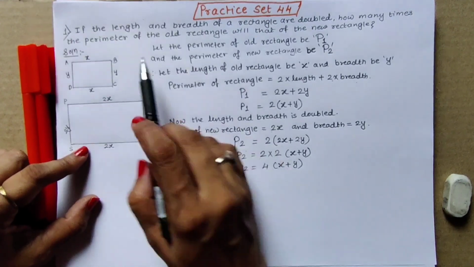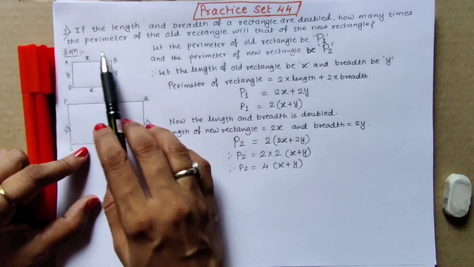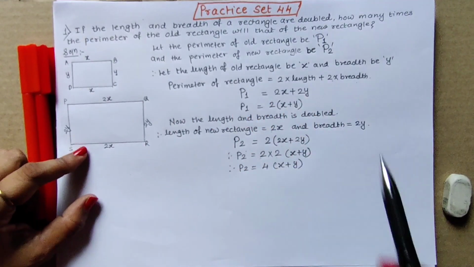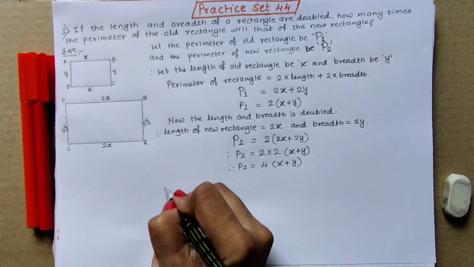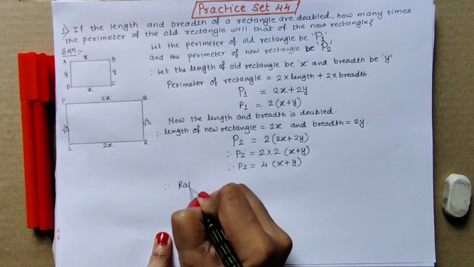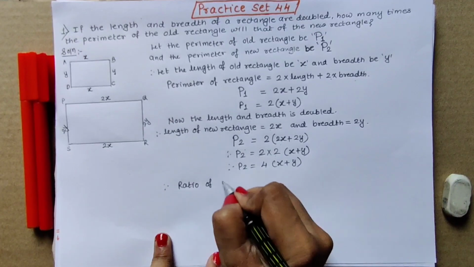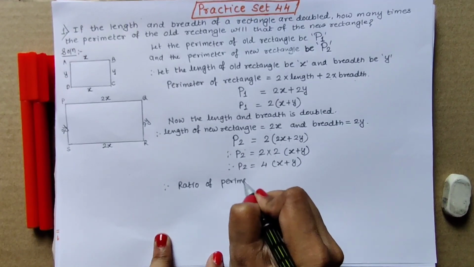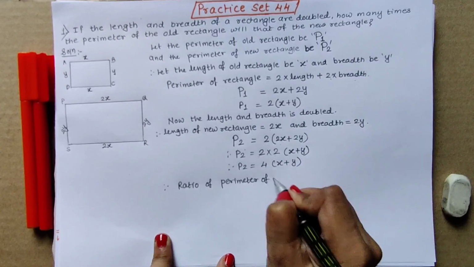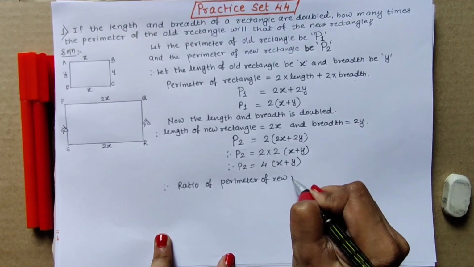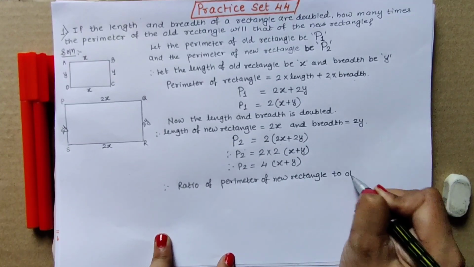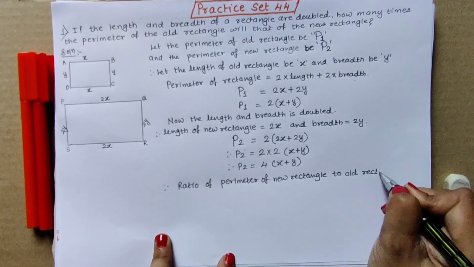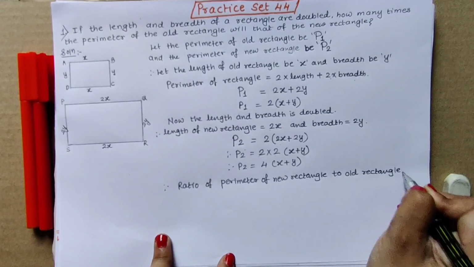Now what we have to find out? We have to find out how many times the perimeter of the old rectangle will be that of the new rectangle. To find out how many times it will be, we will just find the ratio. So let us find the ratio of the perimeter of the new rectangle to the old rectangle.